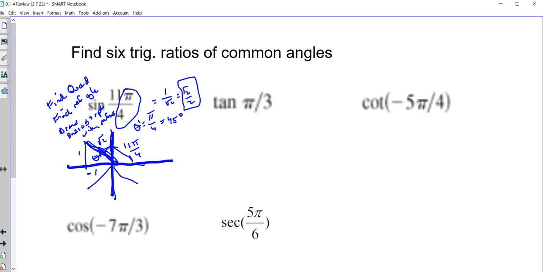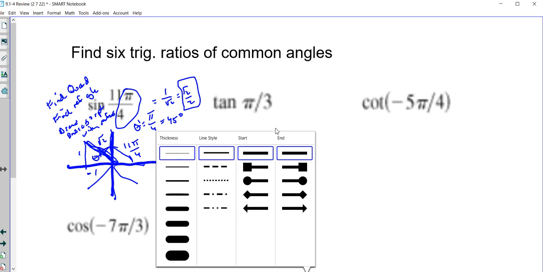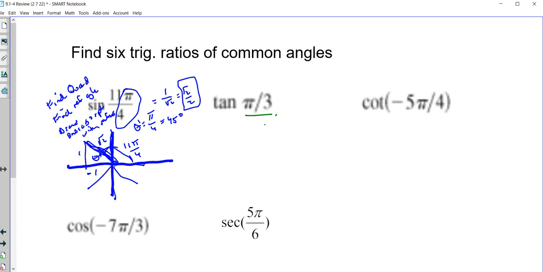Let's try another one. Let's say we want to figure out what is tangent of pi over 3. Well, pi over 3 is in the first quadrant. Pi over 3 is a 60-degree angle, which has sides radical 3, 1, and 2. Tangent is TOA, so it'll be square root of 3 over 1. You can also figure that out in a unit circle. And that's it. Square root of 3 is our ratio. That's our answer.